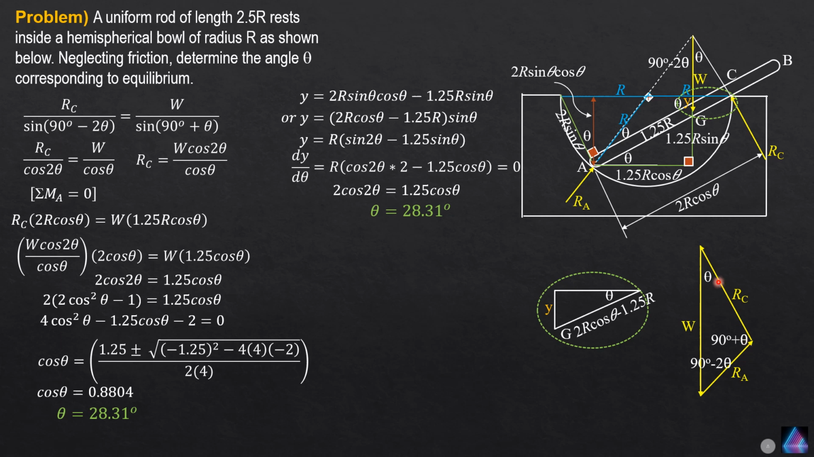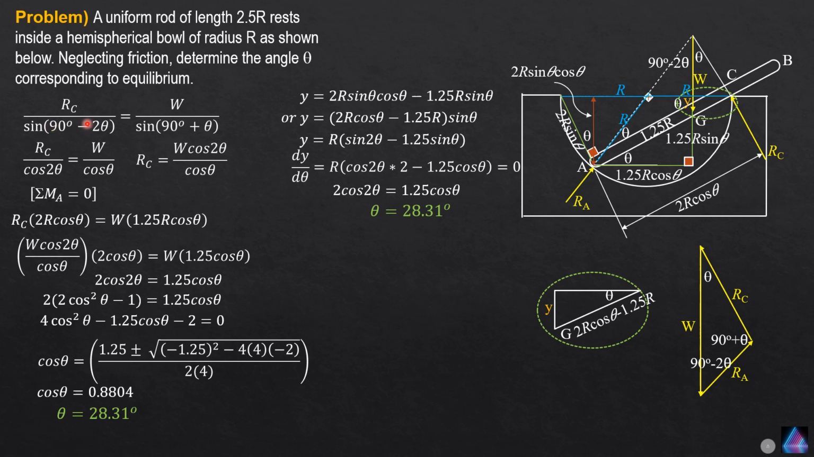90 degrees plus theta, plus 90 degrees minus 2 theta, minus 2 theta, so 180 degrees. So by sine law, W over sine of 90 degrees minus 2 theta equals R sub c over sine of 90 degrees plus theta. Of course, sine of 90 degrees minus 2 theta is like sine of the complement of 2 theta, that's cosine of 2 theta. So this is cosine 2 theta.